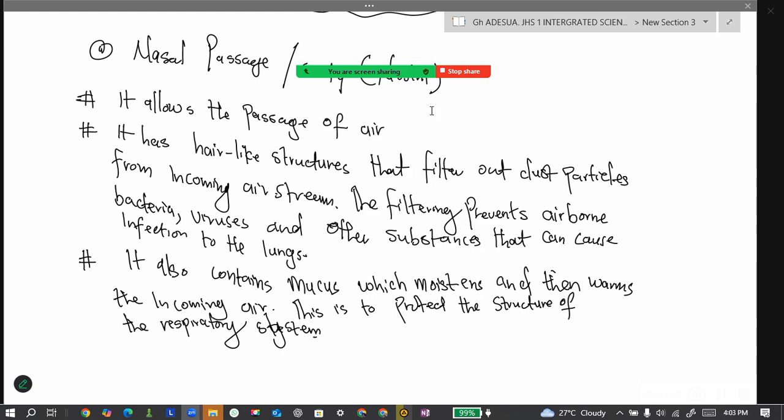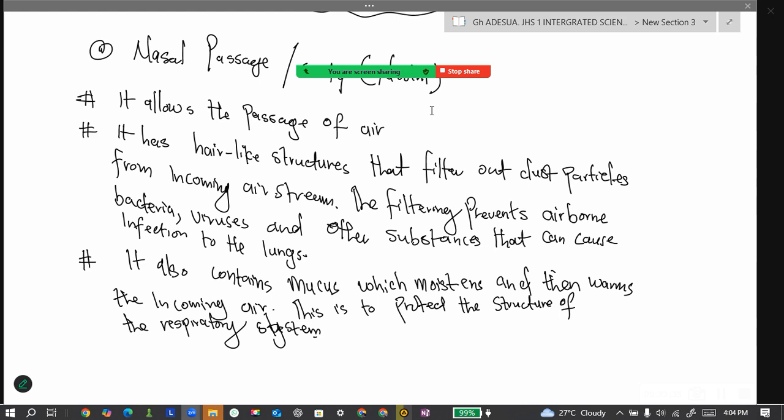1. It allows the passage of air. It has hair-like structures that filter out dust particles from the incoming air stream. The filtering prevents airborne bacteria, viruses, and other substances that can cause infection to the lungs. It also contains mucus, which moistens and warms the incoming air. This is to protect the structure of the respiratory system. Wonderful reading. Thank you. So that is the nasal cavity for you.